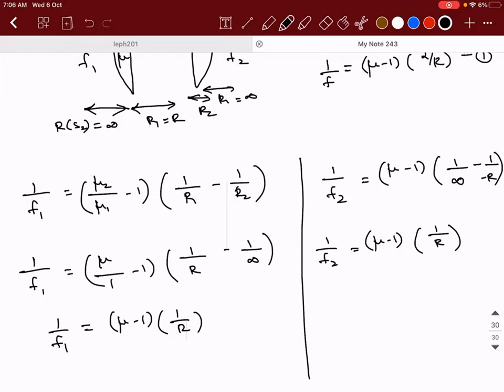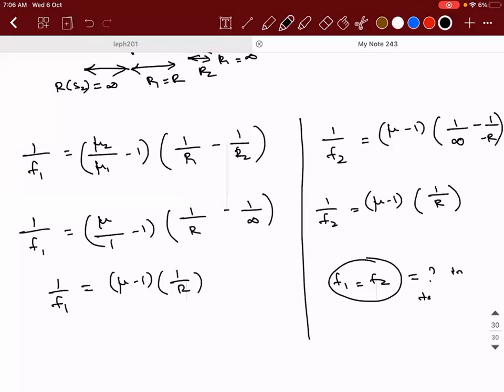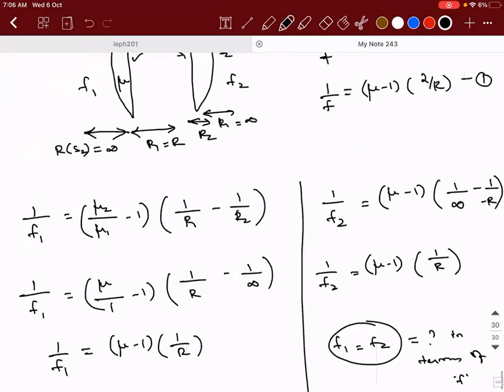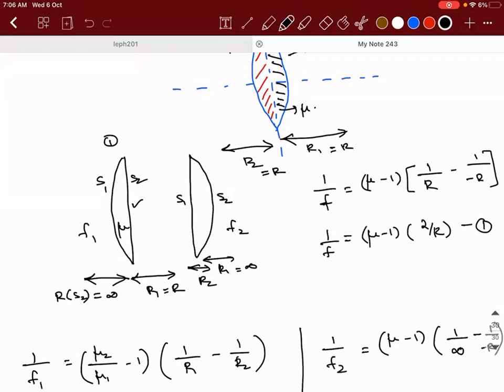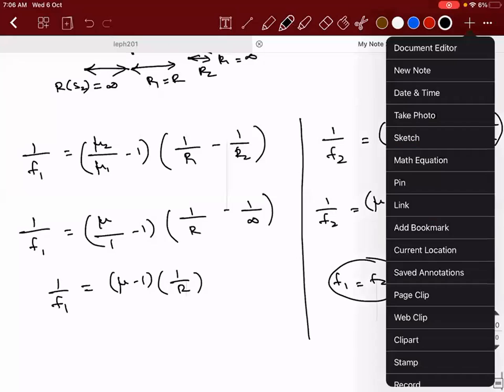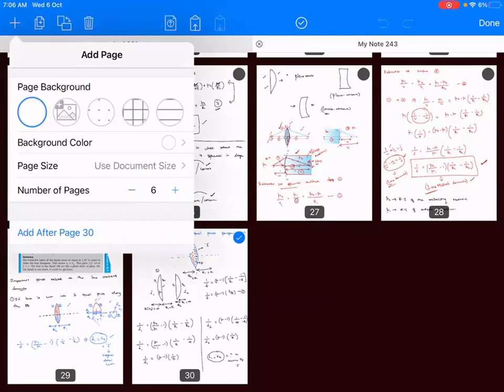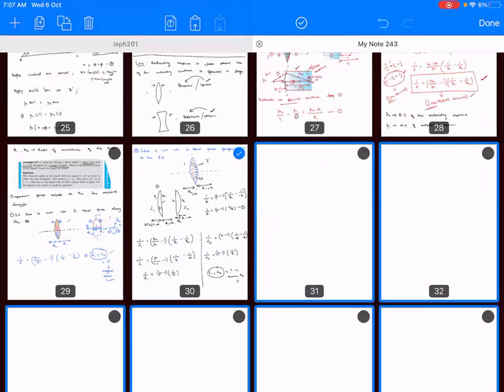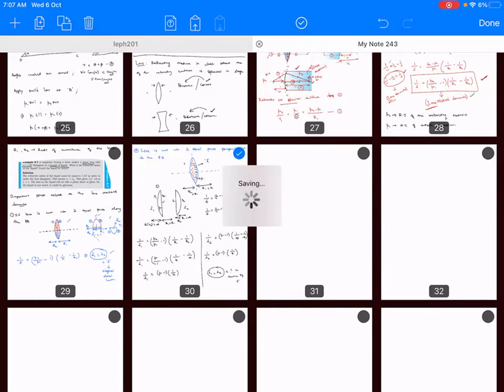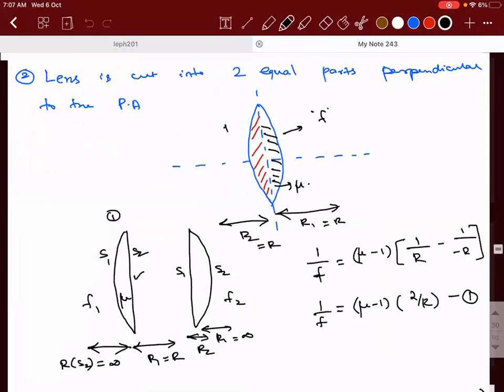Now what do you think is the relation between F1 and F? F1 is equal to F2. But this is equal to what in terms of F? What is it in terms of F? So shall we divide and see? Yes, sir. It will be 1:1, right, sir? Do you think it will be 1:1? Yes, sir.